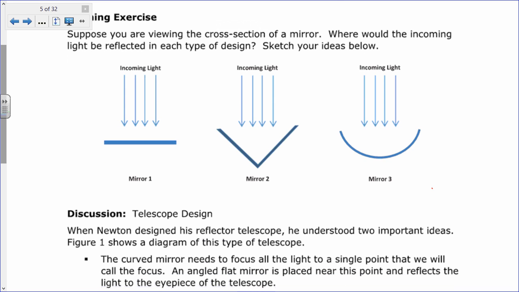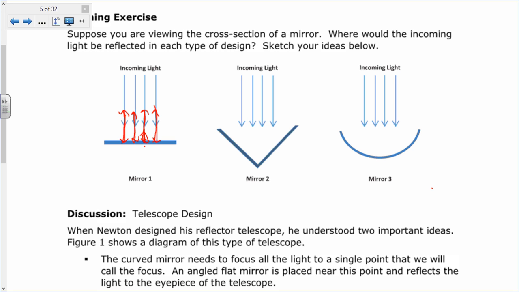So in mirror number 1, the light is coming directly into the mirror. So it's going to hit the mirror, and then it's going to bounce backwards and go directly back in the direction it came from. So it's going to come down, hit it, and then bounce back.